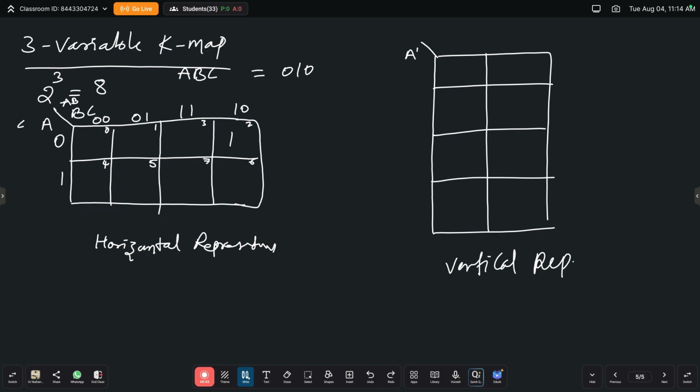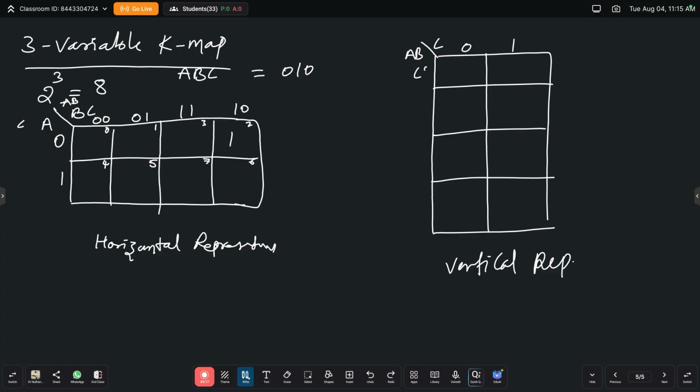AB. Are you clear? Otherwise you can write A here and BC. Yes or no? Don't write B alone here. B is the middle portion in A B C, right? So a single B we cannot do. Either you can take AB or you can take BC. Are you clear? So now 0, 1.